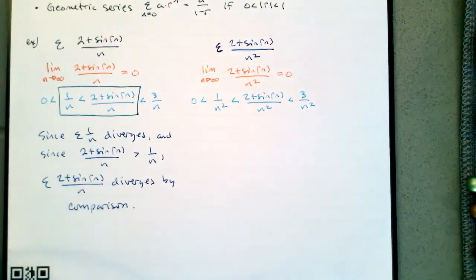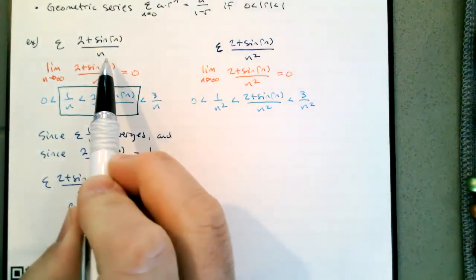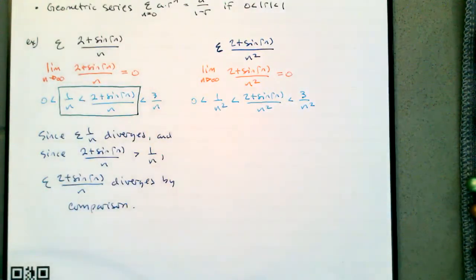So when we look at (2 plus sine n) over n, the instinct that we want to build in is that we want to see the 2 plus sine n as all just extra noise. What's going on is some constant over n, and 1 over n diverges. What's in control here is the 1 over n part, and so this diverges.